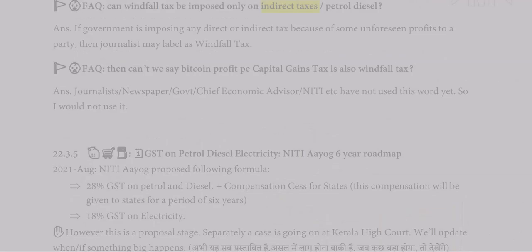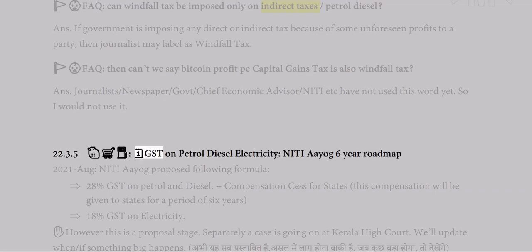FAQ: Can windfall tax be imposed only on indirect taxes of petrol and diesel? ANS: If the government is imposing any direct or indirect tax because of some unforeseen profits to a party, then journalists may label it as windfall tax. FAQ: Then can't we say Bitcoin profit capital gains tax is also windfall tax? ANS: Journalists, newspapers, the government, the chief economic advisor, NITI Aayog, etc., have not used this word yet. So I would not use it.